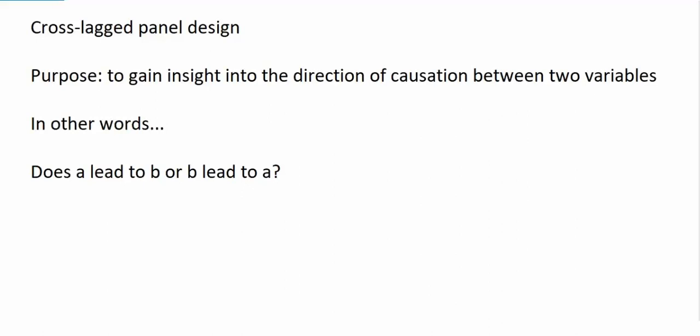The second type of path analysis that I'm going to cover is called the cross-lagged panel design. The purpose of the cross-lagged panel design is to gain insight into the direction of causation between two variables. In other words, this method is useful if a researcher is curious whether A leads to B or whether B leads to A.